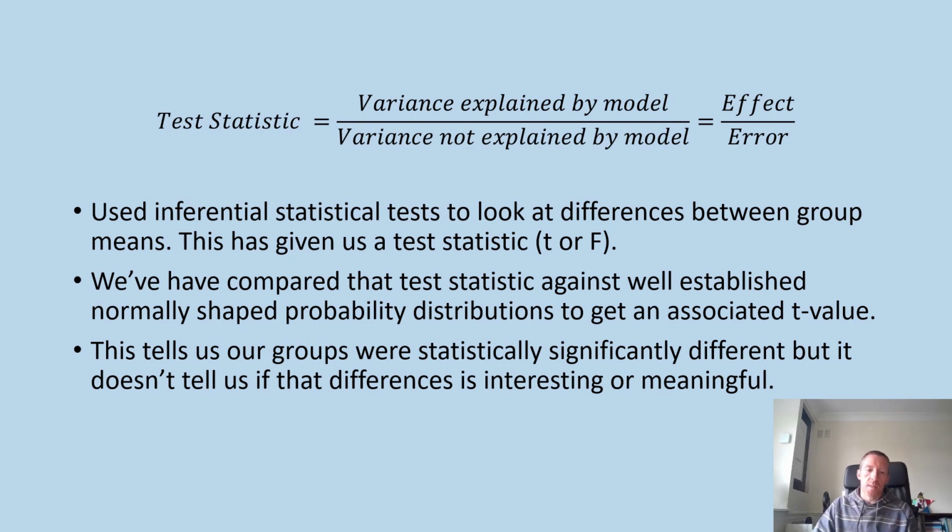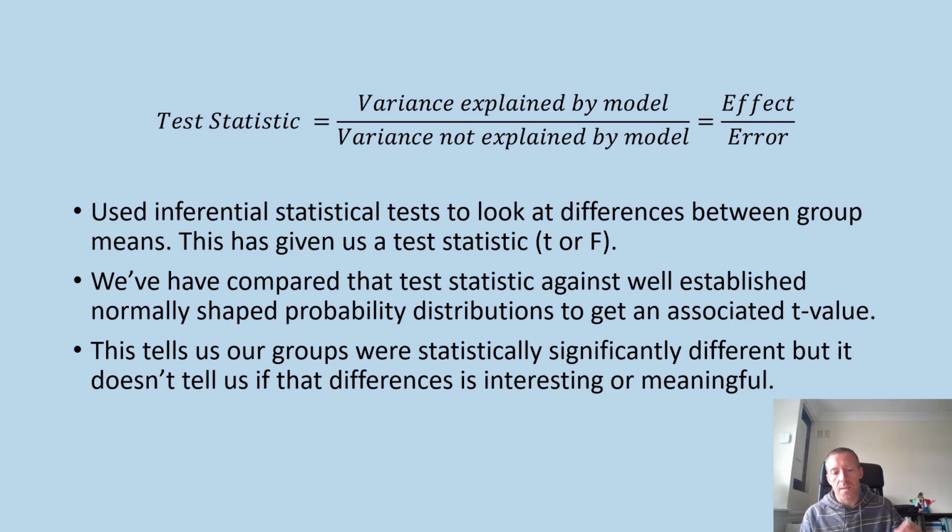What we've then done is, with our test statistic, we've compared it against critical values for normally shaped distributions to get a p-value. So for F, we're looking it up in critical F value tables. For the T distribution, we're looking at p-values associated with the T distribution. And we're using those to tell us whether the test statistic we're getting is statistically significant, depending on our groups' degrees of freedom. This tells us whether or not our groups were significantly different. It's basically saying if we find a statistically significant difference, then we have a difference between the groupings. Yeah, but it doesn't tell us if that difference is interesting or meaningful.